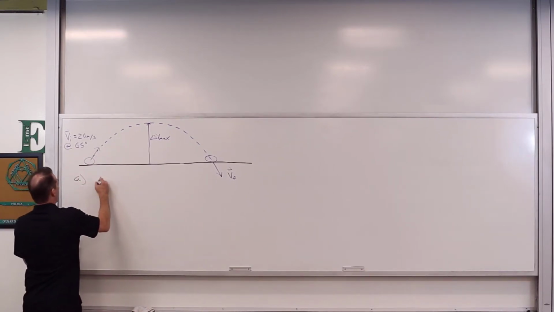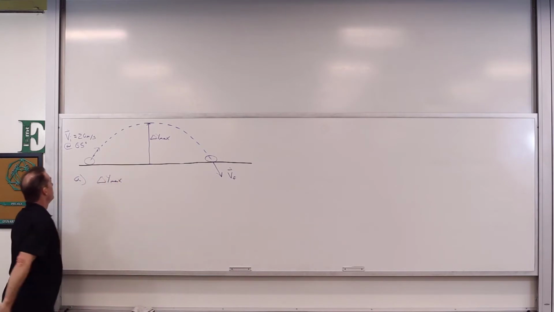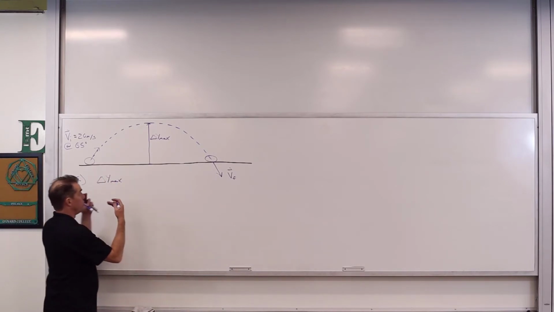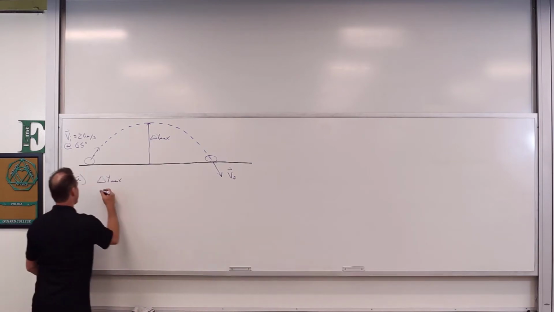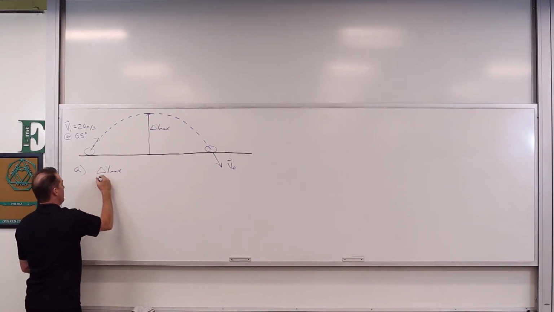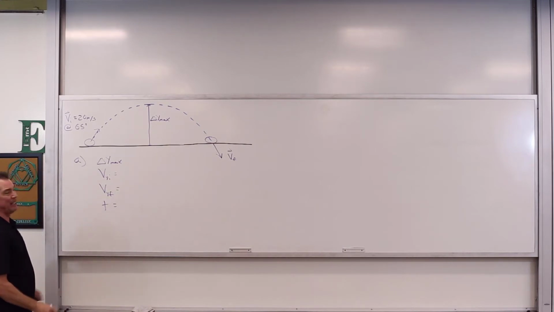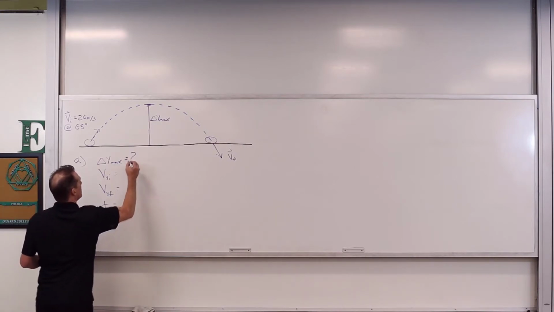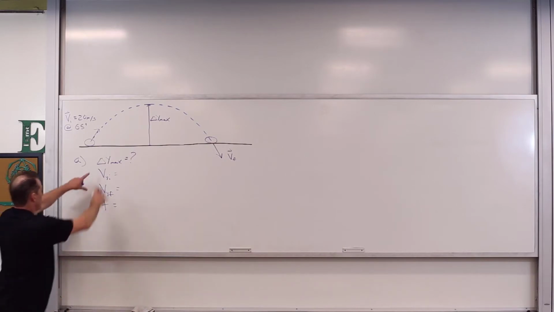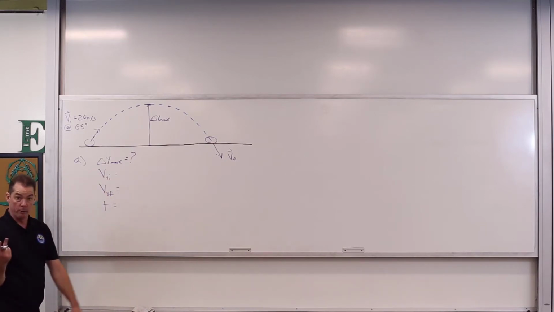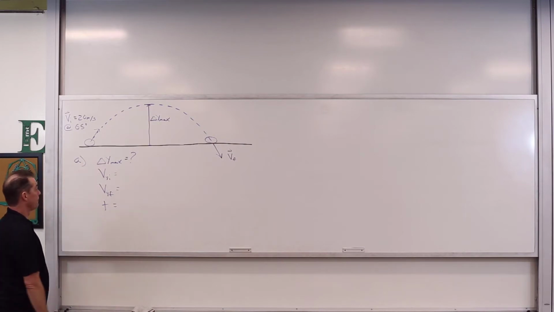Well, we want to know what delta y max is. What do we need to have in our bank, in a sense? Talking about the y direction here, we have some Vy initial, we have some Vy final, and we've got some time. Those are the quantities regarding the y direction. And really, we want to be able to figure out what this is. So the question becomes, which of these three quantities do we know? We better know two of them to be able to solve for this one. So, where's a good place to start?